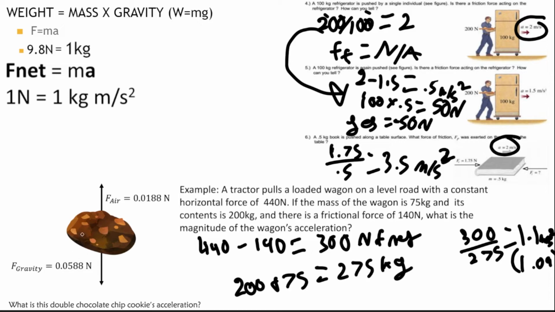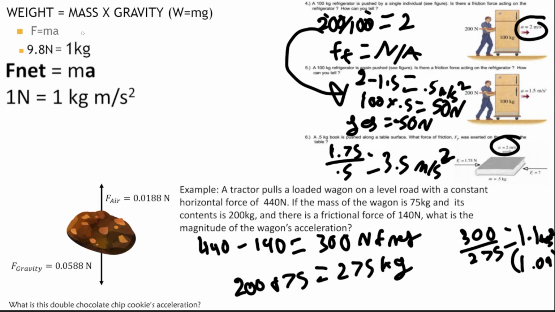This is a difficult example that I've seen a lot of people mess up, and I'm going to explain exactly how you want to do it. So we have our air resistance, which is kind of like a frictional value, and then we have gravity. We have a double chocolate chip cookie falling, and we want to find its acceleration. Since we have a gravitational value, this is the gravity force, which is also considered to be the weight of the object.